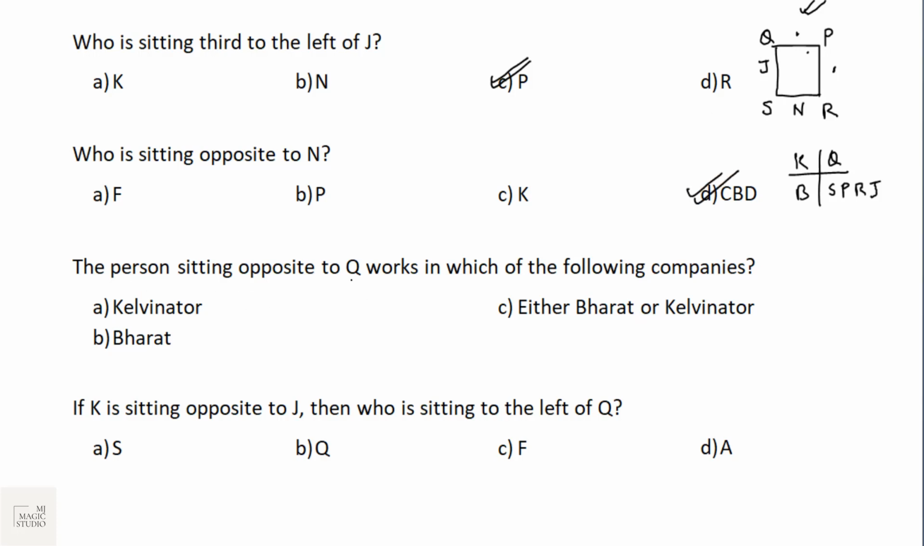The person sitting opposite to Q is R. Works in which of the following companies? R is working in Bharat. Now, the fourth one is if K is sitting opposite J. Now it is given that K is sitting here. That means automatically F is sitting here. Then who is sitting to the left of Q? To the left of Q is F.